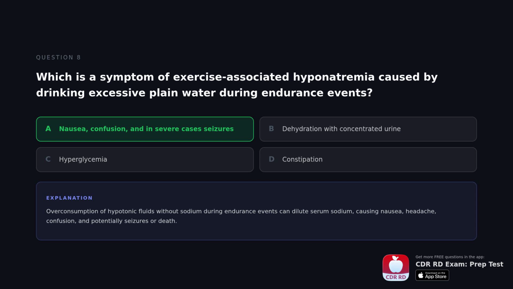The correct answer is nausea, confusion, and in severe cases seizures. Overconsumption of hypotonic fluids without sodium during endurance events can dilute serum sodium, causing nausea, headache, confusion, and potentially seizures or death.